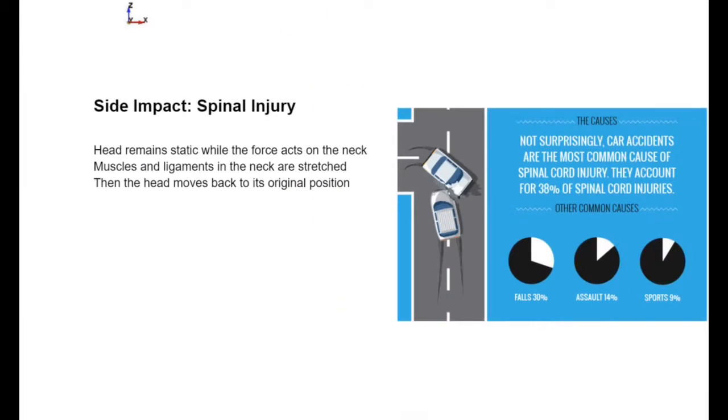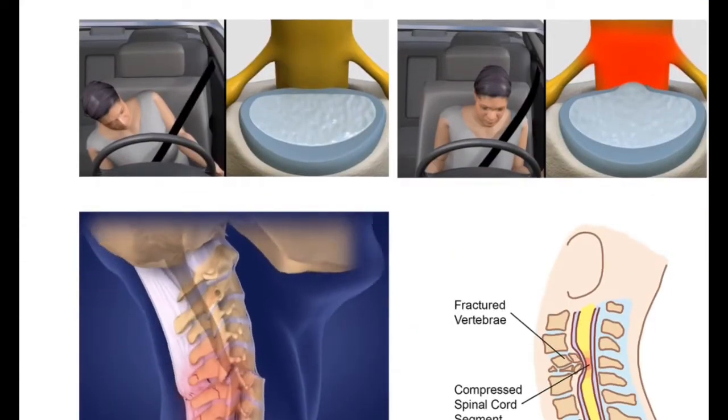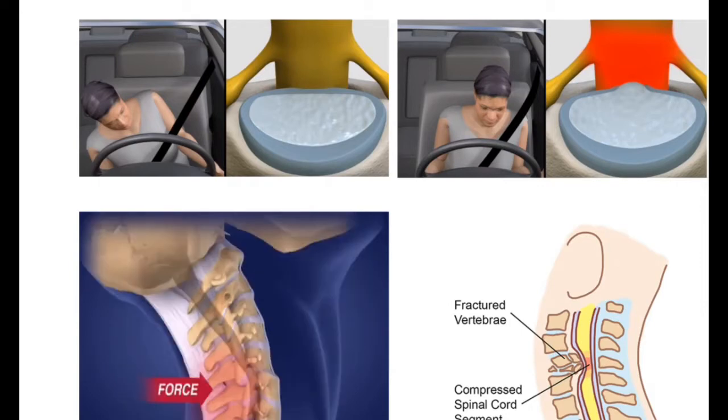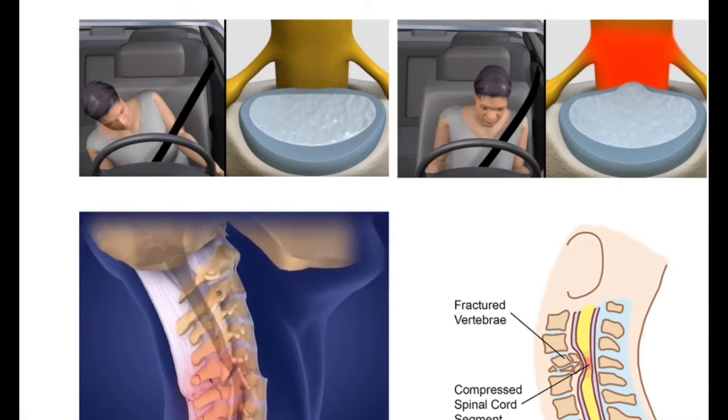The side impact has the most prominent injury in the spinal cord, and that is caused by our head remaining static while the force acts on the neck. The muscles and ligaments in the neck are stretched, and then the head moves backward to its original position in such a short time, which causes fracture of the vertebrae and a compressed spinal cord segment, although it looks similar to the whiplash. Here's a simulation.